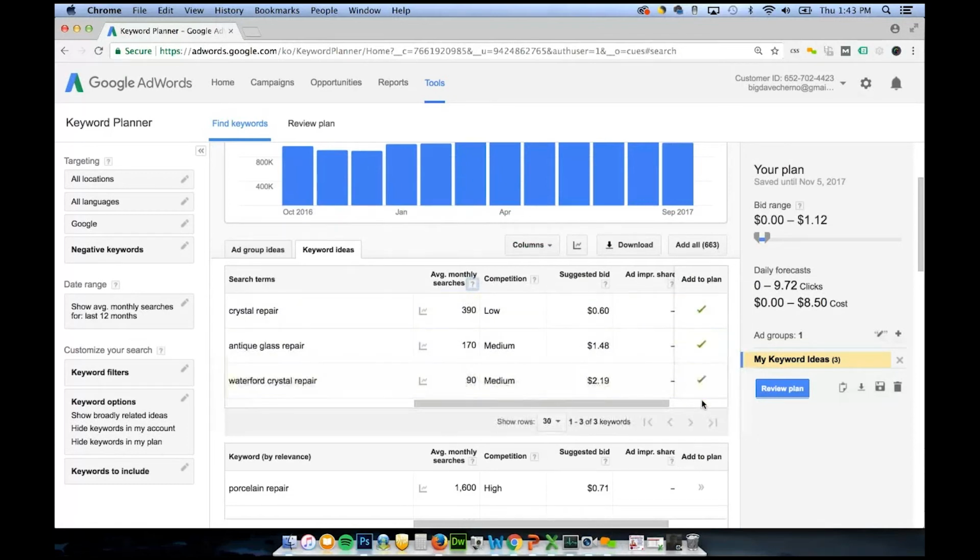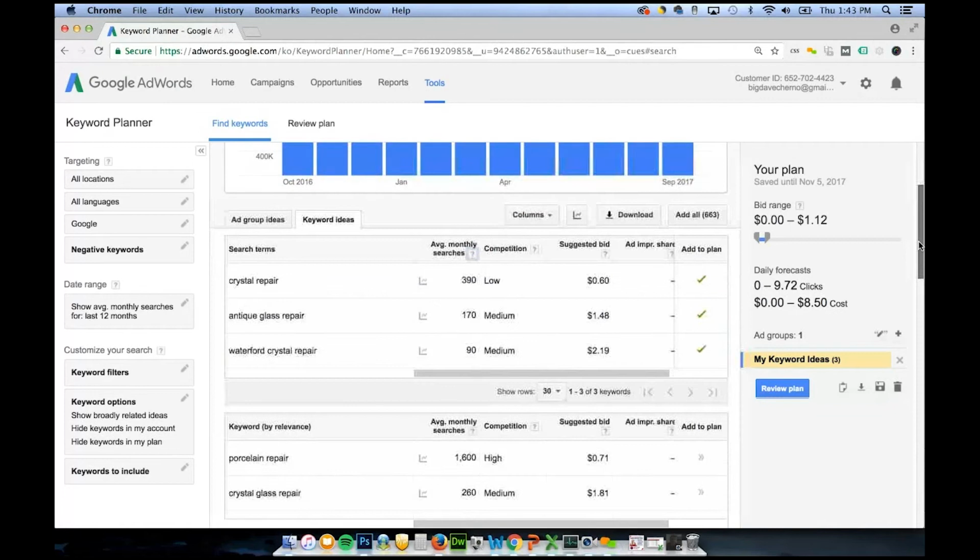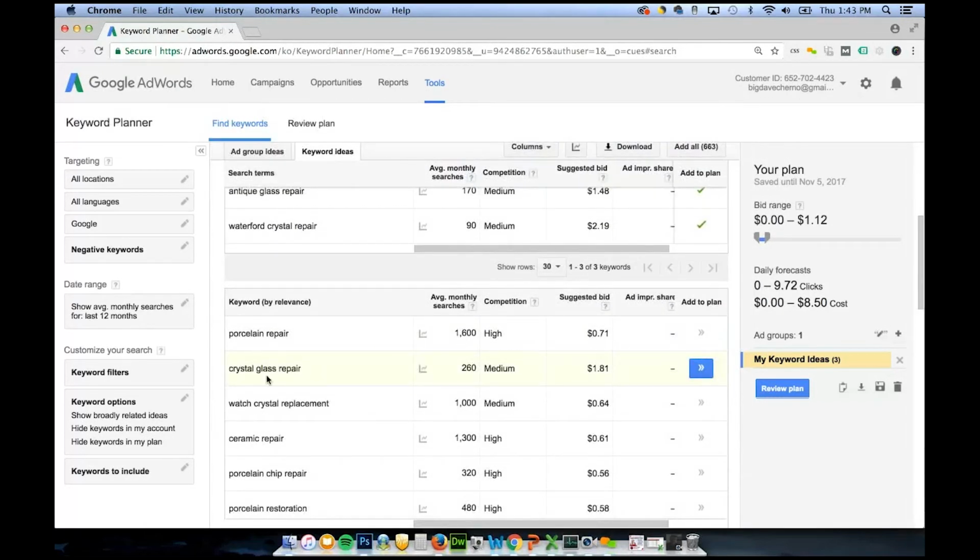So you can see I've checked these. I'll go down below, and so this gives me the exact phrases. If I scroll down below, it gives me other relevant phrases that I might be interested in. So replacement terms, crystal glass repair. If I deem that being important, I'll click on this arrow, and you can see it adds it to this right-hand side, my keyword ideas, and this allows you to download this list of keywords into an Excel spreadsheet.